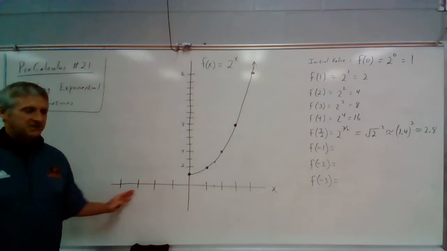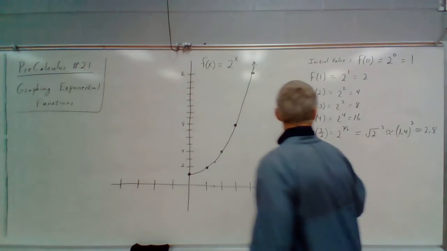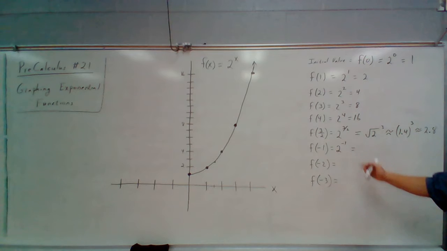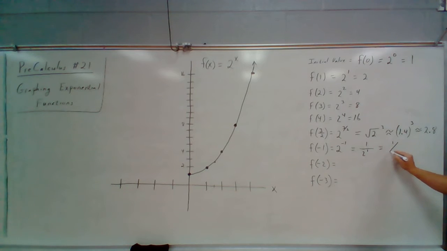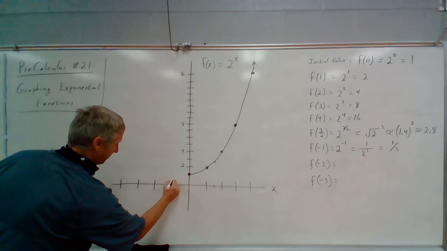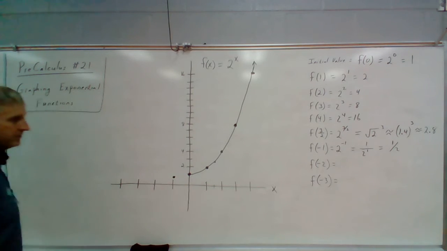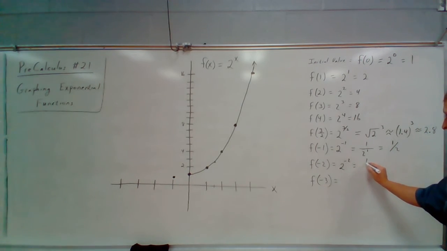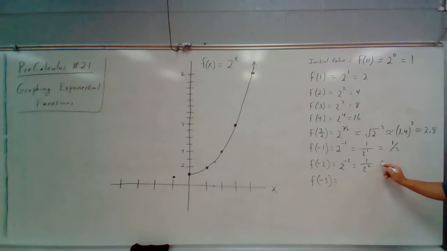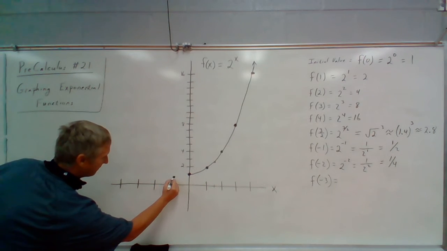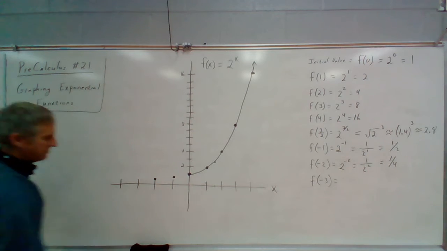All right, what about negative x values? So let's plug in -1. So that would be 2 to the negative first power. Again, last lesson we learned what negative exponents meant. So that means 1 over 2 to the first, or just 1/2. So if I plug in -1, I get 1/2. Should be about here. Okay, if I plug in -2, that would be 2 to the negative second. That would be 1 over 2 squared. Would be 1/4. And 1/4 is a little bit less than 1/2. So it should be about here.